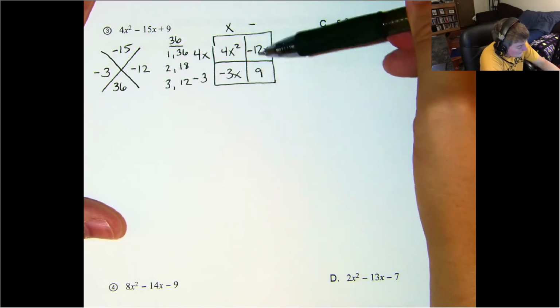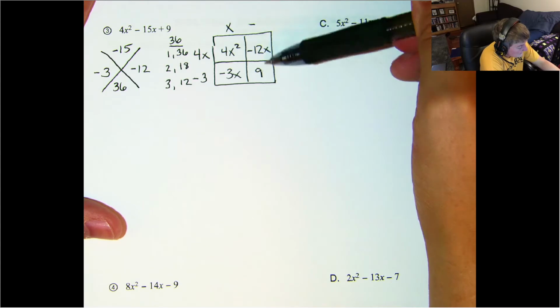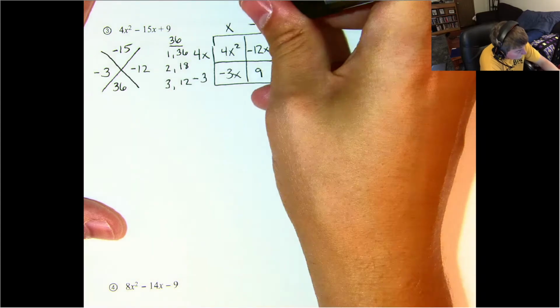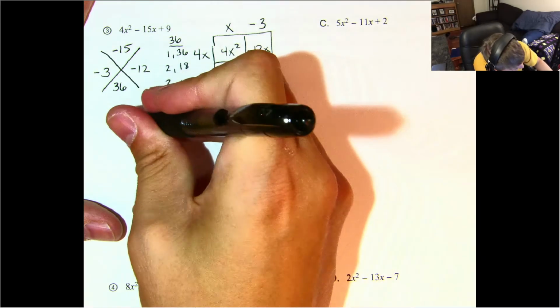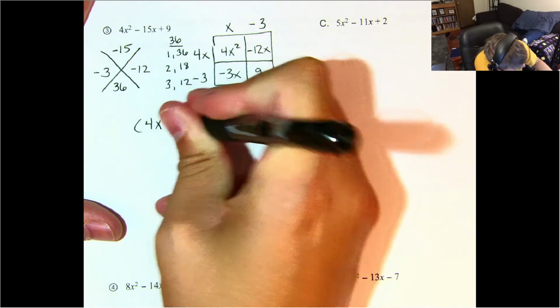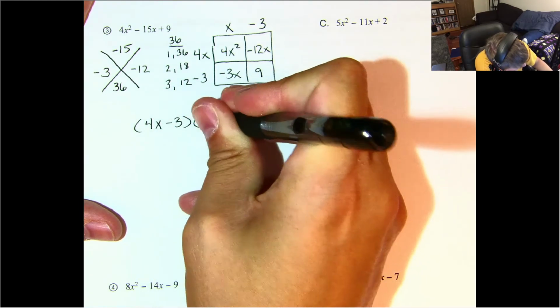Lastly, 9 and negative 12x have a common factor of 3. That's the largest number that divides into 9 and into 12. So this factors into 4x minus 3 times x minus 3.